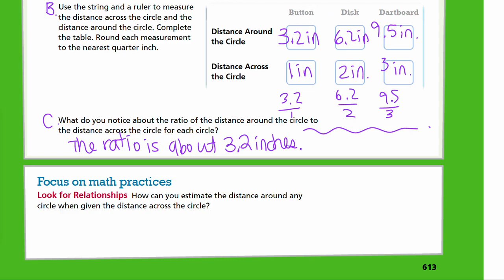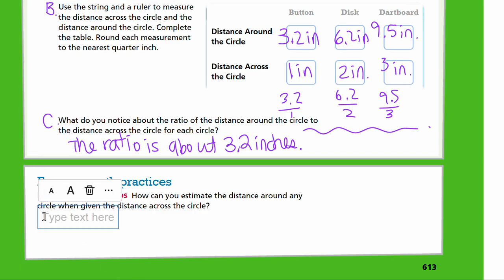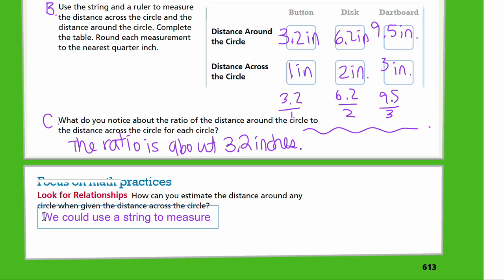So we can either use the string as a ruler and the ruler, or use the ratio. We could use a string to measure it. Use string and ruler to measure it.